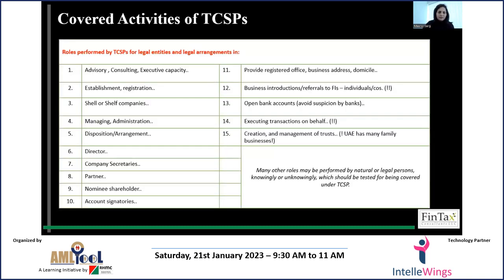So the covered activities of TCSPs, they all start something like this. Are they providing advisory or consulting or an executive capacity to legal persons or legal arrangements? Are they establishing or registering the legal structures or legal entities? Any involvement in shell or shelf companies, or do they have knowledge of shell or shelf companies? Are they managing or administering a directorship or arrangement, a director, a company? So like this, there are various types of activities which company service providers may be providing, and it is important to self-analyze what all levels of activities I am providing to the clients or I intend to provide.